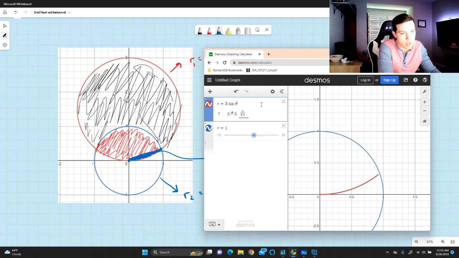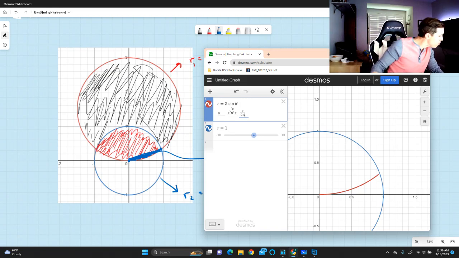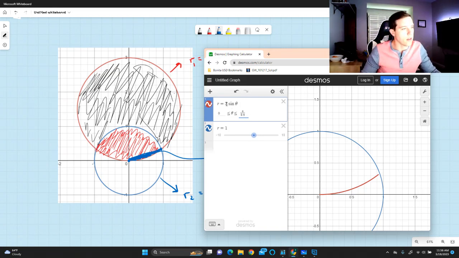So the idea is we have to find that intersection point. This is kind of a bad example. There's a way to find it, but I'd rather give an example where it's a nice value. Let's try pi over 2 sine theta. Yeah, all right, I'm going to change the example a little bit.